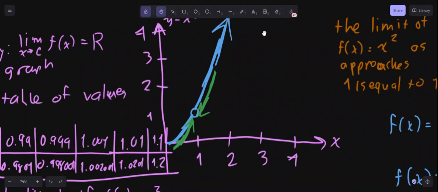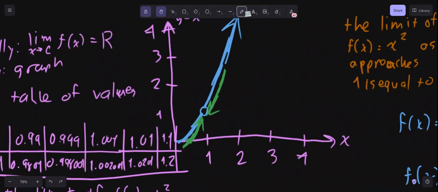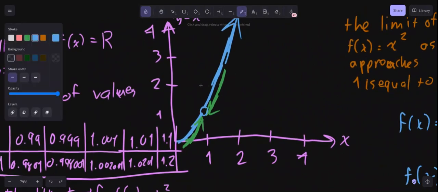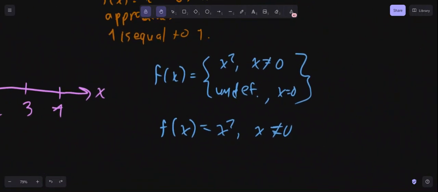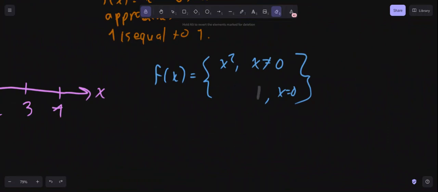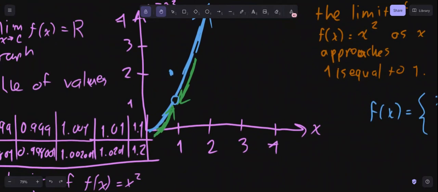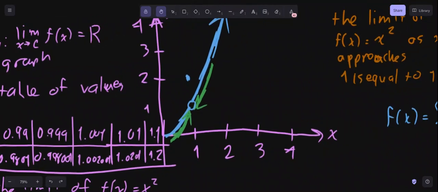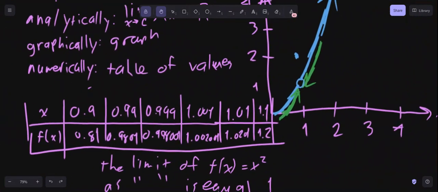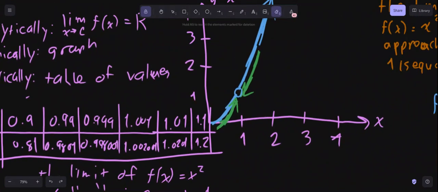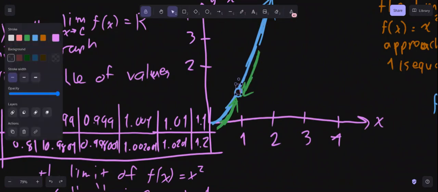Now, what if we had a point that was defined up there, and maybe we can use a piecewise function to say that f of x is equal to x squared for x not equal to 0, and 2 when x is equal to 0? Again, we could do it numerically for this one, not even defined there. Well, I don't know what this one was from. Oh, it's from this one, alright.